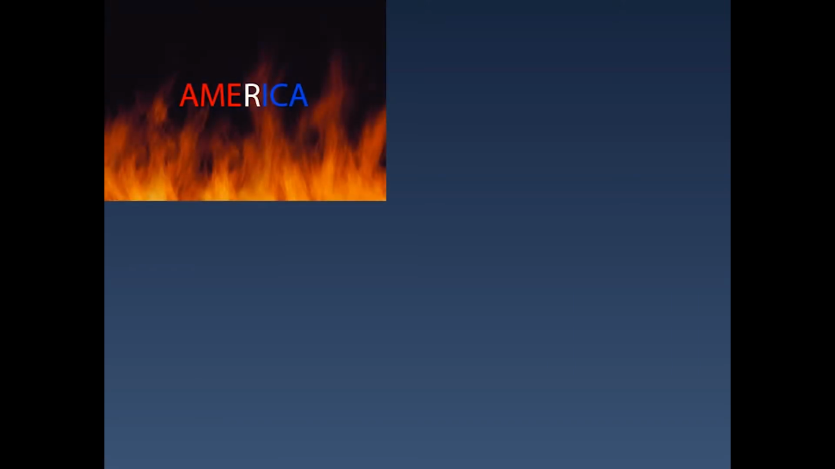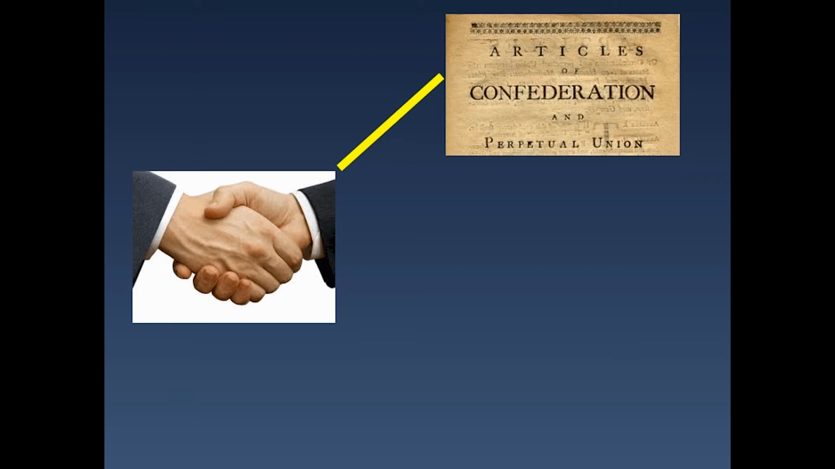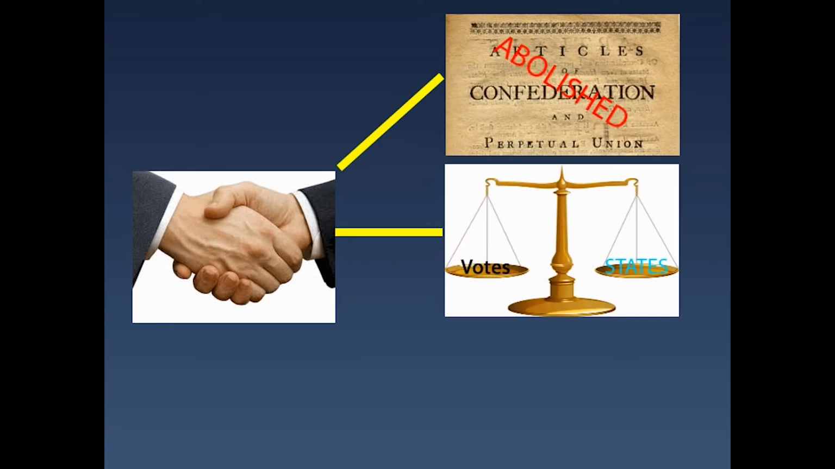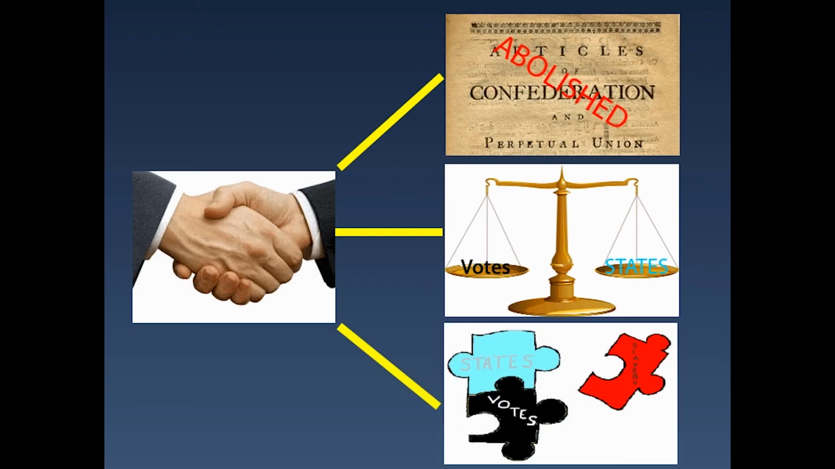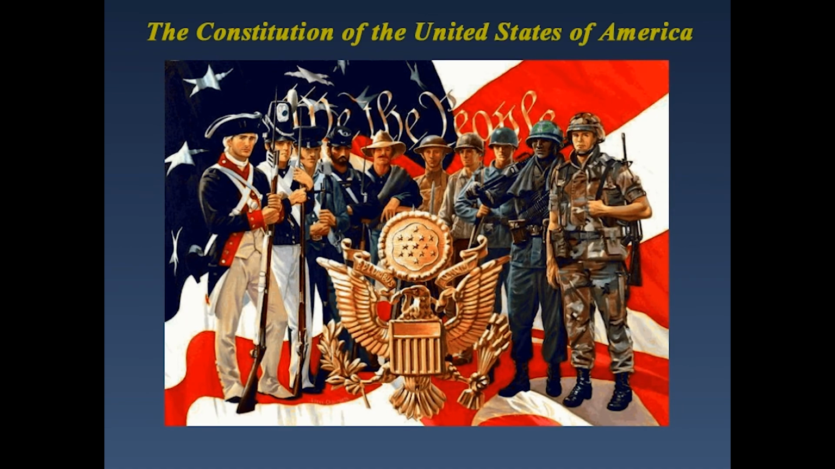Let's recap. The states were in complete chaos before the new Constitution was created. Greed, pride, and fear would soon lead to America's destruction unless changes were made. It was not easy and was a long process, but after much debate and coming to an agreement to abolish the Articles of Confederation completely, develop a fair representation between the large and the smaller states, and decide how to count slaves into that representation, on September 17, 1787, in Independence Hall, Pennsylvania, an important document would be signed uniting all the states and national government together. Its title: the Constitution of the United States of America.